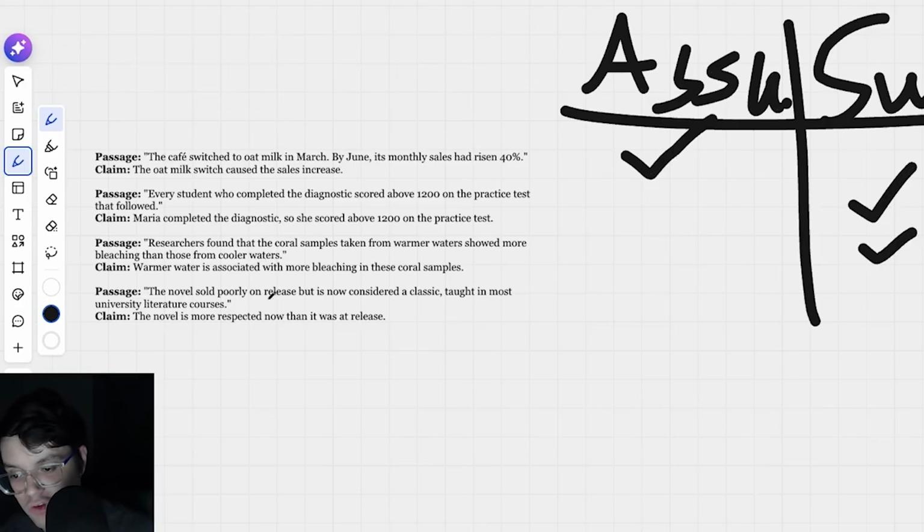Finally, this last one here: the novel sold poorly on release but is now considered a classic, taught in most university literature courses. Claim: the novel is more respected now than it was at release.